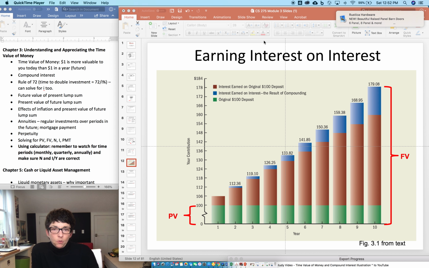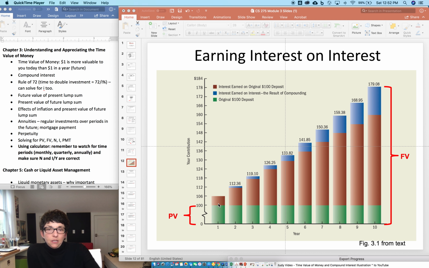And in this example, we've got a $100 initial investment earning 6%. And so at the end of the first year, you still have your original deposit of $100 plus the 6% interest, $6 added to the top of it. So your balance at the end of the first year is $106. Year 2, you have that same 106 plus you're getting the 6% on the base amount plus the compounding, which is represented in blue.